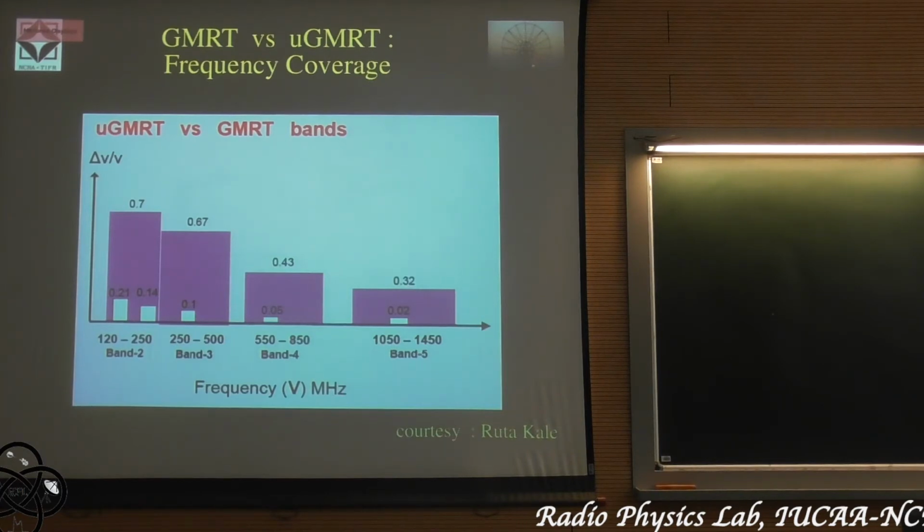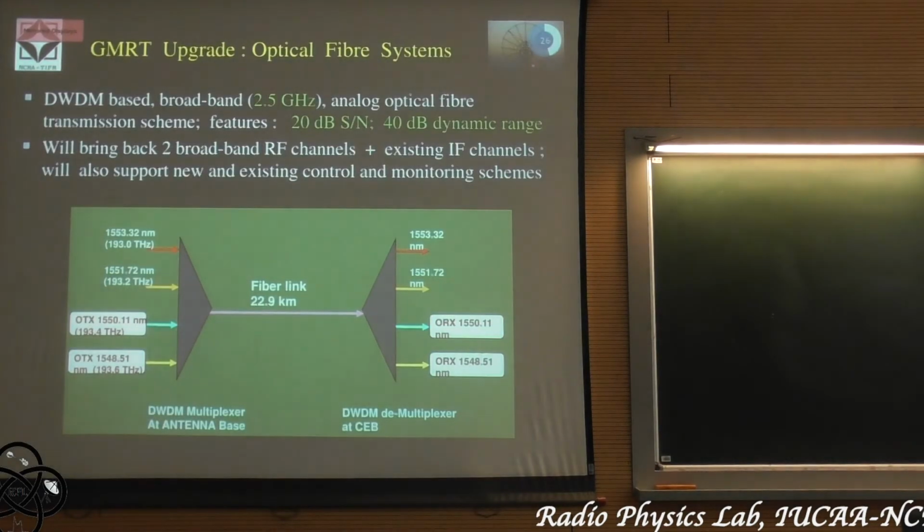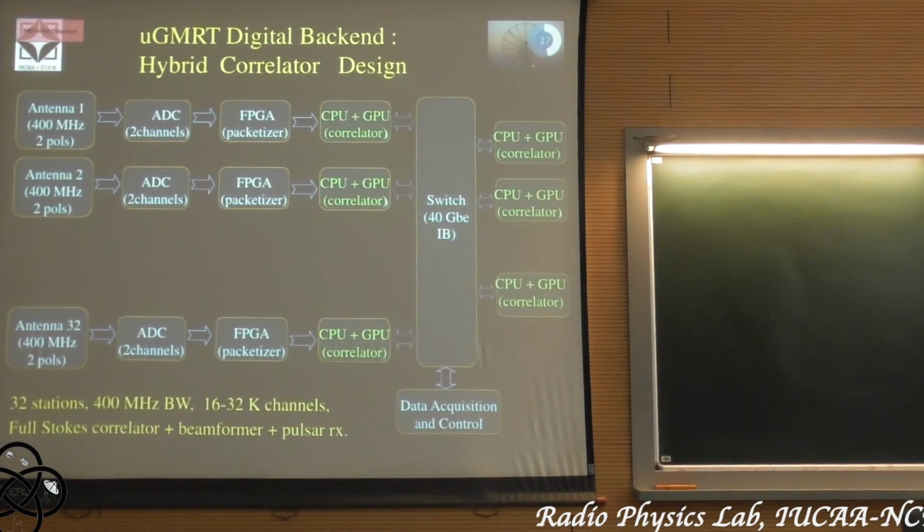So, other than that, we are able to cover a lot of the frequency space and do observations. And this is just a view of the upgraded optical fiber system. There's a bit of technical detail, so I won't go into all of that. And this is a block diagram of the backend system, which does this 400 megahertz processing.